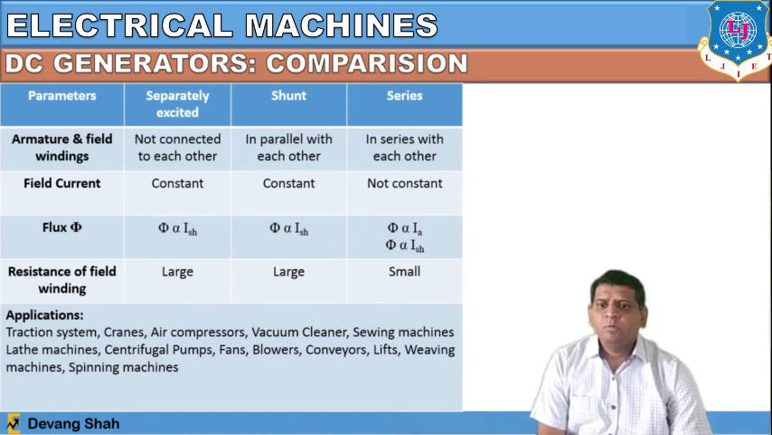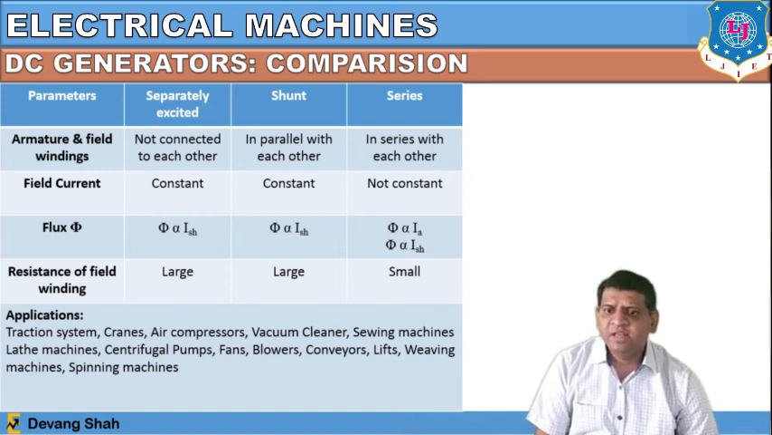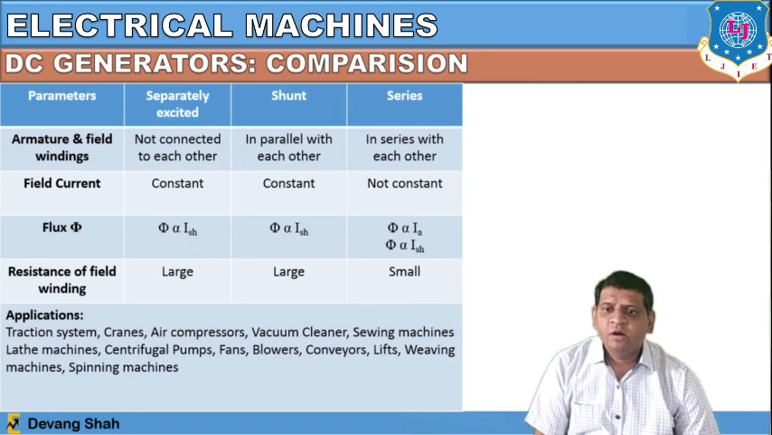If we talk about the different applications of these DC machines, then it is used in traction system, cranes, air compressors, vacuum cleaner, sewing machines, lathe machines, centrifugal pumps, fans, blowers, conveyors, lifts, weaving machines, and spinning machines. All these are applications of DC machines.